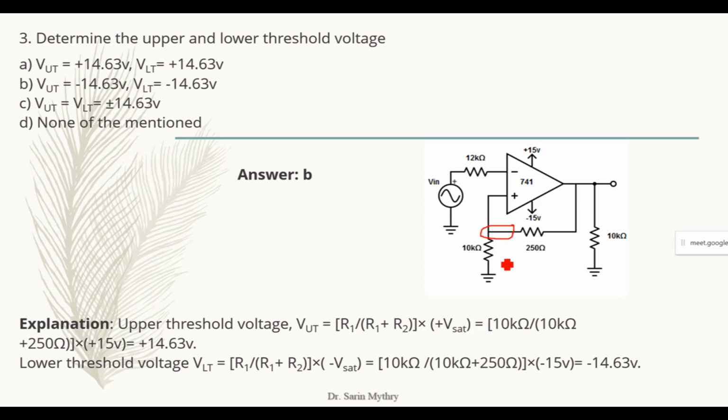I have told just now. This is your R1. This particular one will become R1, and this one becomes your R2. So substitute in the formula. R1 is equal to 10 kilo ohms upon 10 kilo ohms plus 250 ohms, into plus VSAT.